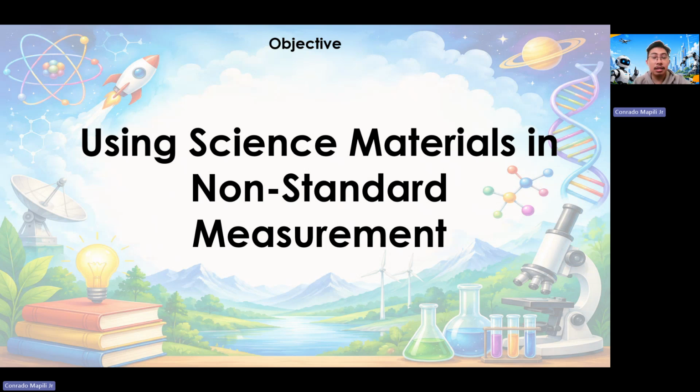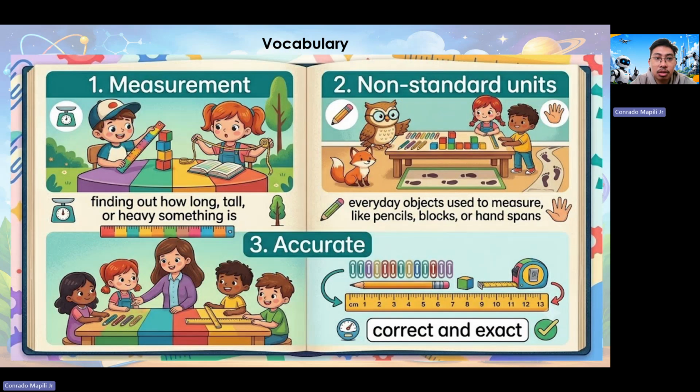So you listen. Before we start, let's find out first the words and vocabularies that are very useful in understanding our lesson this afternoon. Number one, we have three words: measurement, non-standard units, and accurate. Please repeat. Measurement, non-standard units, accurate. Very good.